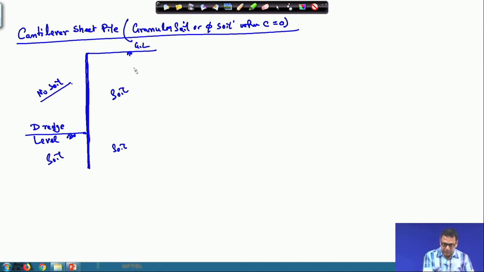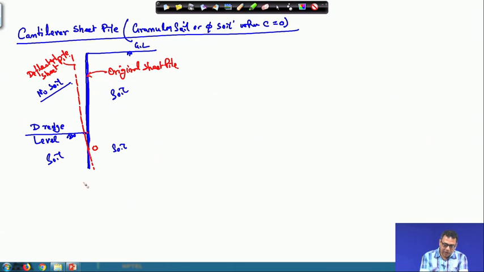Now, when this soil applies pressure on this wall, it will try to rotate. So, we are assuming that it is rotating like this. Okay, so, it will rotate about a point, say O, below the dredge level. It will rotate about a point O, but I do not know the position of this O, which I will determine. So, this is the deflected sheet pile, and this is the original sheet pile.